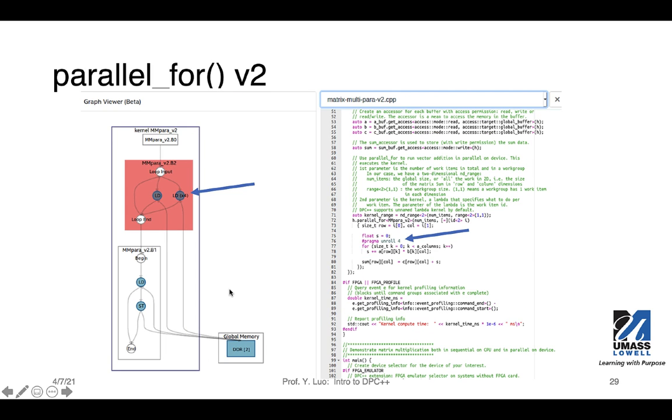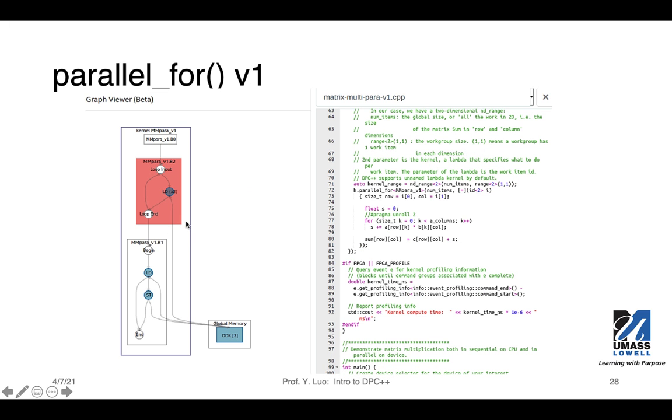In this design, let me go back here. In this design, we see the whole picture. So if you click this kernel, and if you change this drop-down menu to show the .cpp source code, that will point you to the exact location of the kernel function, which is encapsulated in this parallel for lambda function.